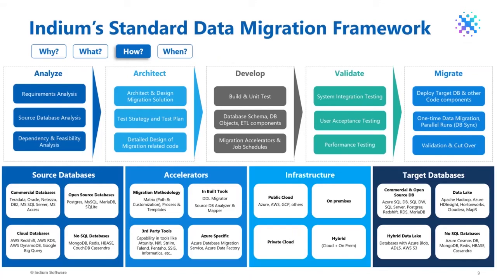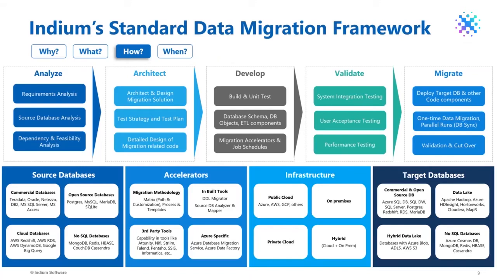The next stage is develop, where we build and test the migration components, build and test the app, build and test the core and the components. Some of the key things related to data migration are database schema, DB objects, ETL components. We also build migration accelerators and job schedules. The next element is the validate phase, which is to perform integration testing from the app to the DB, or from the visualization to the DB, and get the users tested through UAT. We also run performance tests to benchmark and verify if it is the same or better than the previous setup.